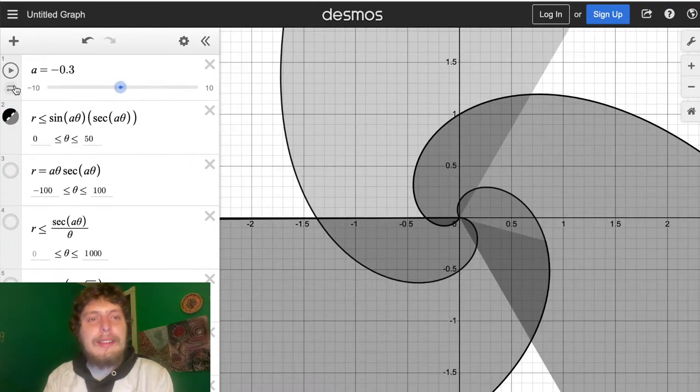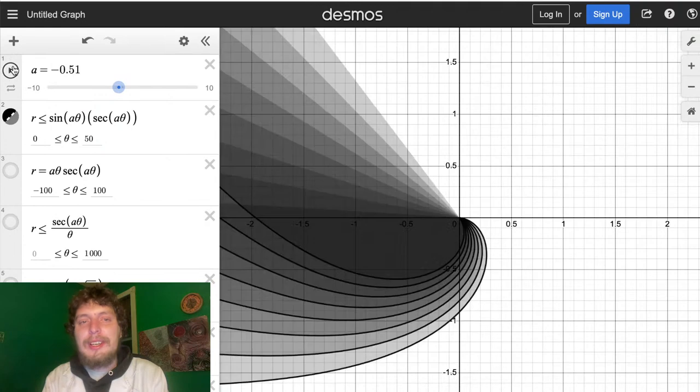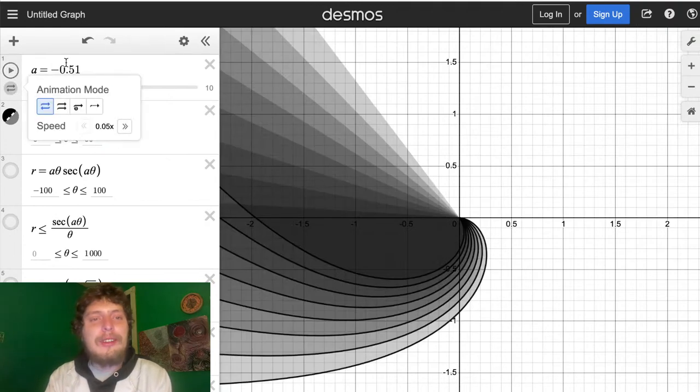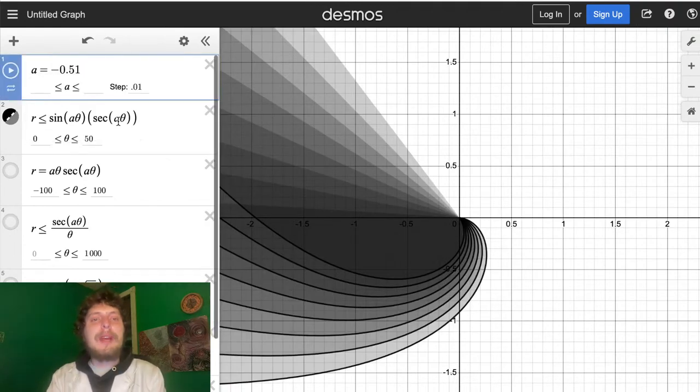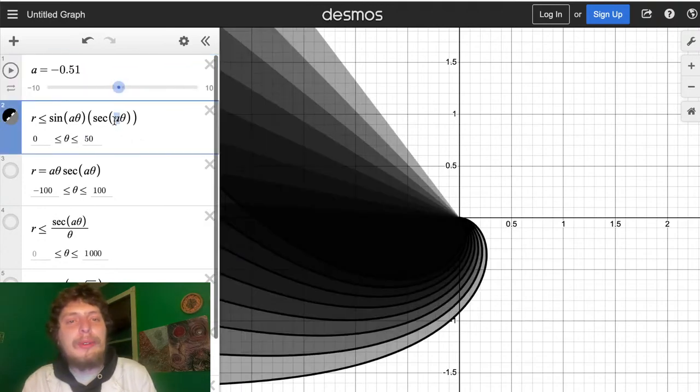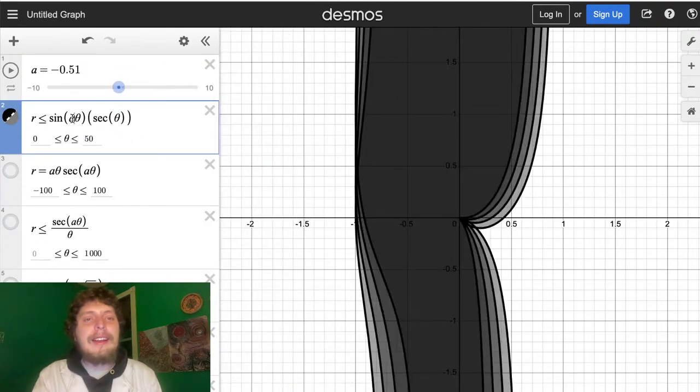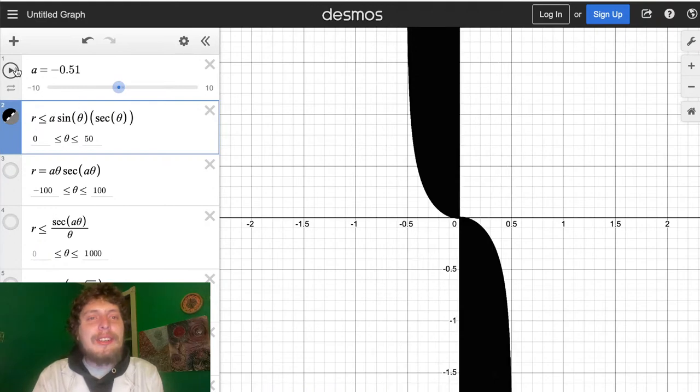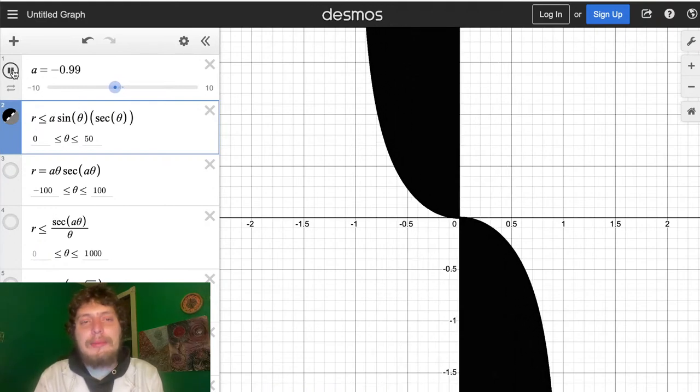Let's see if we can play this one in slow-mo. Now, it goes way too fast. That's the slowest it can go. The reason is because when we put a variable in just the front and I watch the slider, it's just going to make it grow, and that's going to be stable.